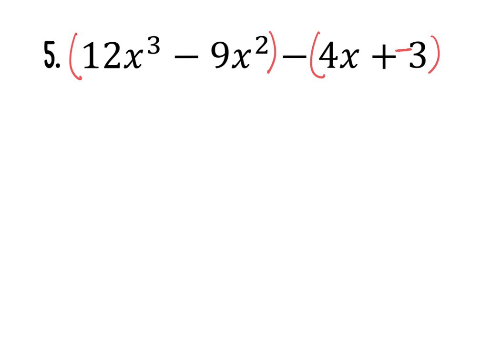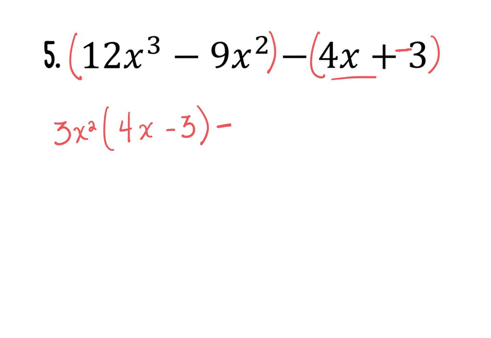Between 12 and 9, what do I have in common? A 3. Between x cubed and x squared, what do I have in common? X squared. 12 divided by 3 is 4. X cubed divided by x squared is x. 9 divided by 3 is 3. And I took out both of my x squareds. I am going to put a minus here because that's what I have.